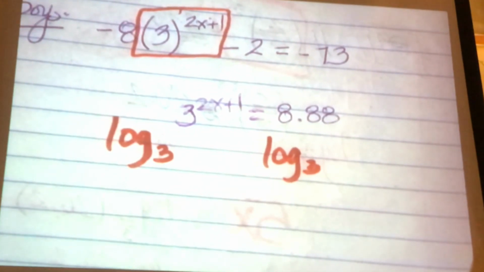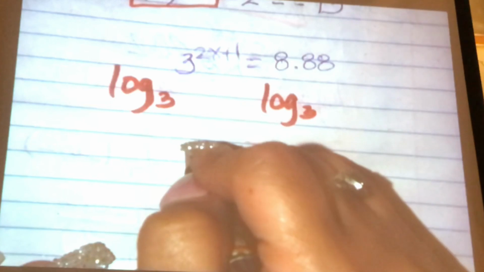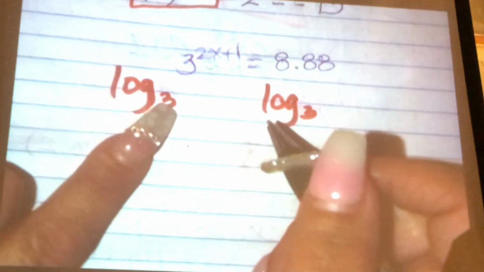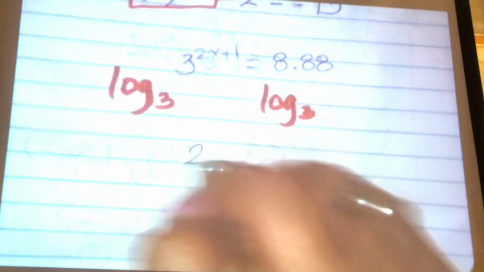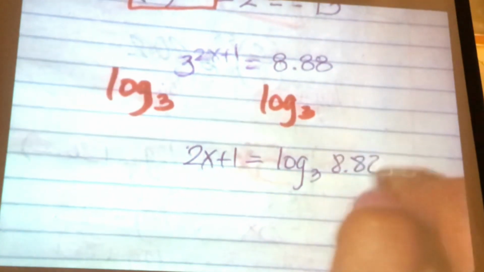Priscilla, what do you get after that? Yeah, but what do you get left over here? Priscilla, what is the log base 3 of 3 to the 2x plus 1? What's left over? Yeah, the exponent, which is 2x plus 1. So the left-hand side is 2x plus 1, and then log base 3 of 8.88.